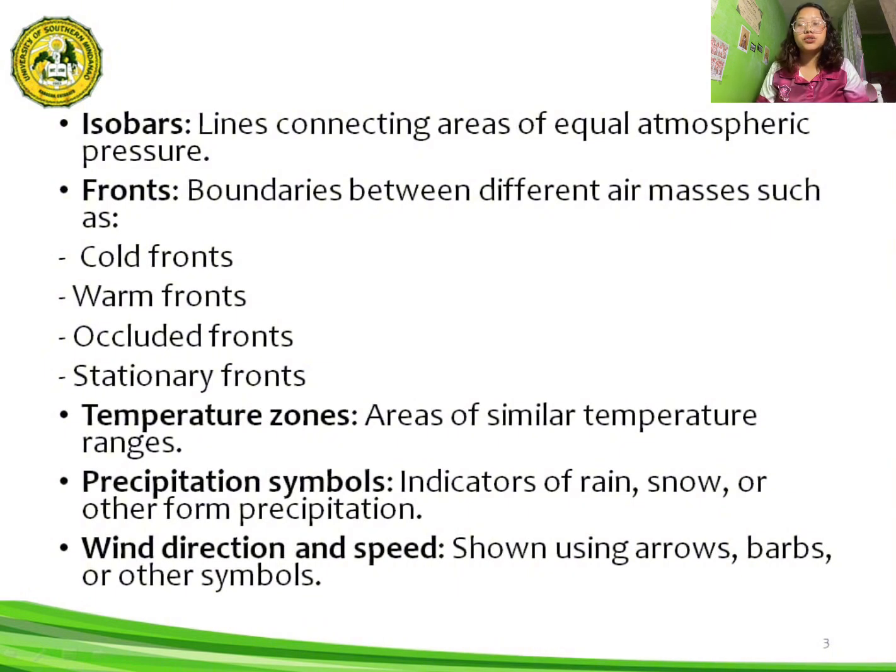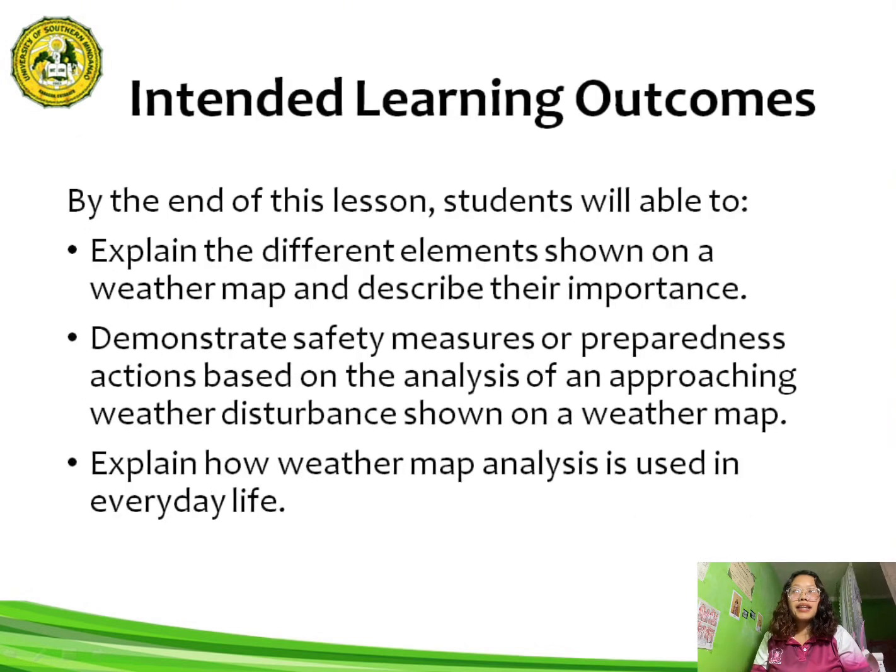It is usually shown with arrows and barbs, which help us see which way the wind is blowing and how strong it is. By the end of this lesson, students will be able to explain the different elements shown on a weather map and describe their importance. Demonstrate safety measures or preparedness actions based on the analysis of an approaching weather disturbance shown on a weather map. And lastly, explain how weather map analysis is used in everyday life.